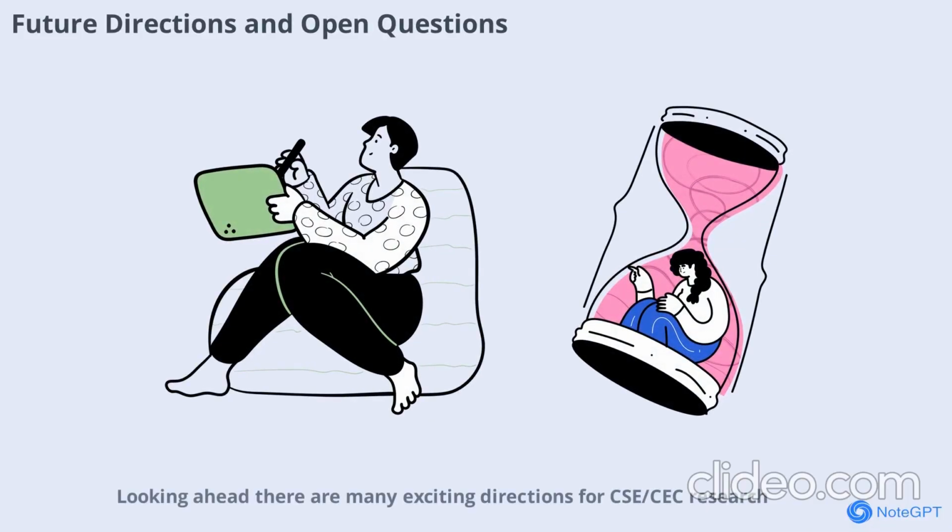Looking ahead, there are many exciting directions for CSE-CEC research. How can we best estimate and control these fields in large-scale, real-world systems? What are the limits of equilibrium-based computation? Can we discover new physical substrates or algorithms that exploit these principles for even greater efficiency and intelligence? These questions are at the frontier of science and engineering.